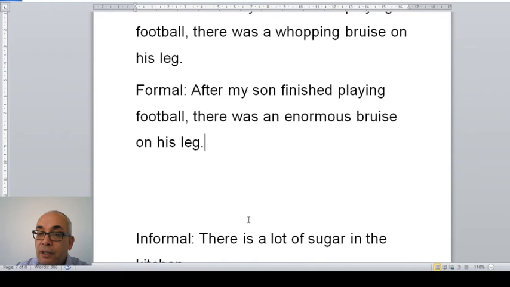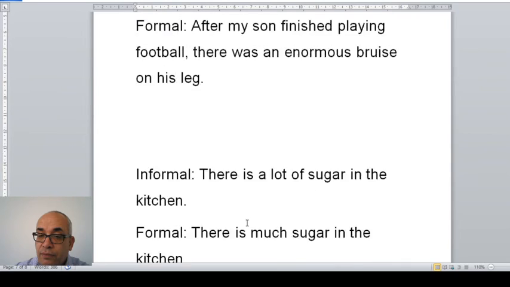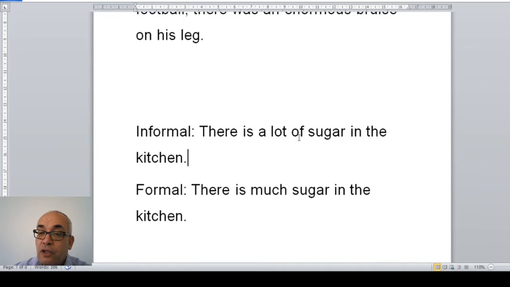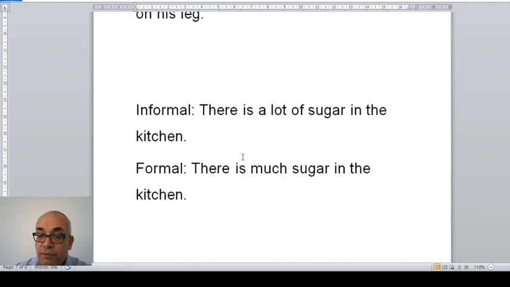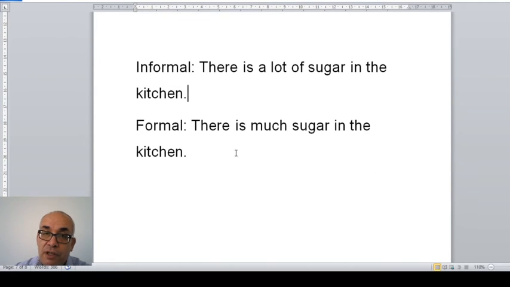Again here, there is a lot of sugar in the kitchen. This is informal. There is much sugar in the kitchen. A lot of is informal, much is formal. But as I said in my videos, and I'm sorry I'm repeating, formal English is not only about changing the words. You know, I said formal English is like a mosaic. We have so many things.